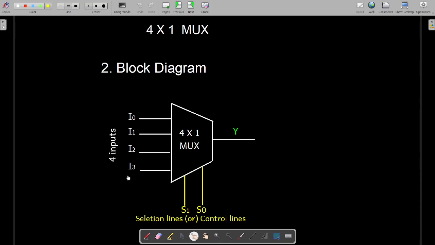We would like to now design a 4x1 MUX. Hence the block diagram consists of two selection lines S1 and S0 and 2 to the power 2. That means 4 input lines, namely I0, I1, I2 and I3 are available.